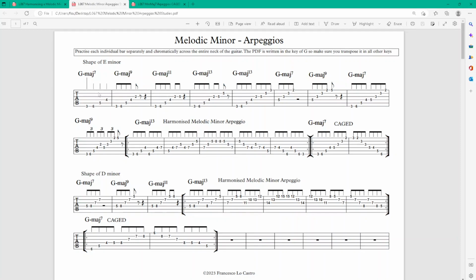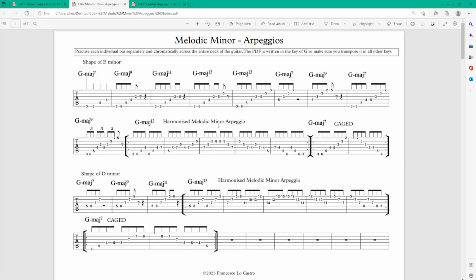So you have here G minor major 7, G minor major 9, G minor major 11, G minor major 13, and the harmony theory before should tell you why it's 11 and why it's 13 and not, I don't know, sharp 11, flat 13, etc. This is G minor major 13 also. This is G minor major 7, the second octave, G minor major 9, the second octave, because in the shape of E minor we can have 2 octaves of it. G minor major 7, 2 octaves, G minor major 9, 2 octaves.